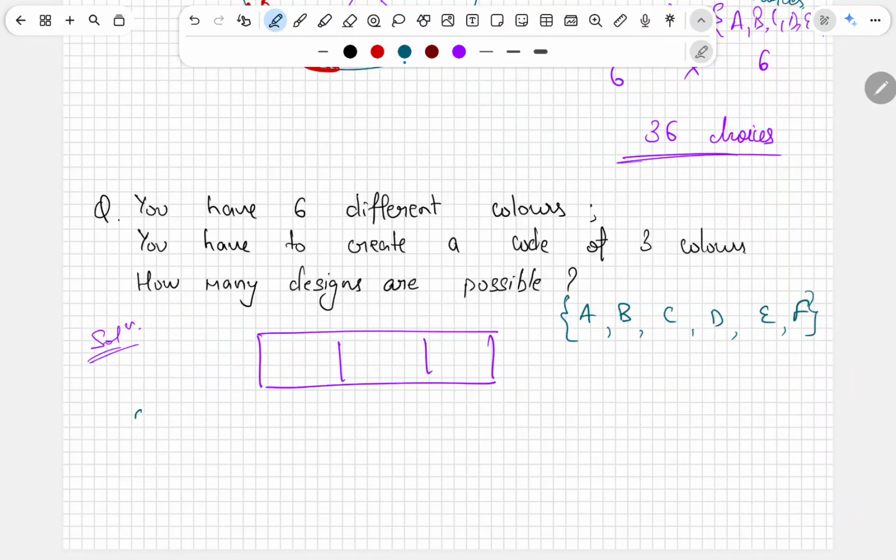Now, how many choices do I have for the first place? For the first place, I have 1, 2, 3, 4, 5, 6 choices. Let's say I choose color E and I put color E over here. I had 6 choices. I chose E. Okay, now let's see.